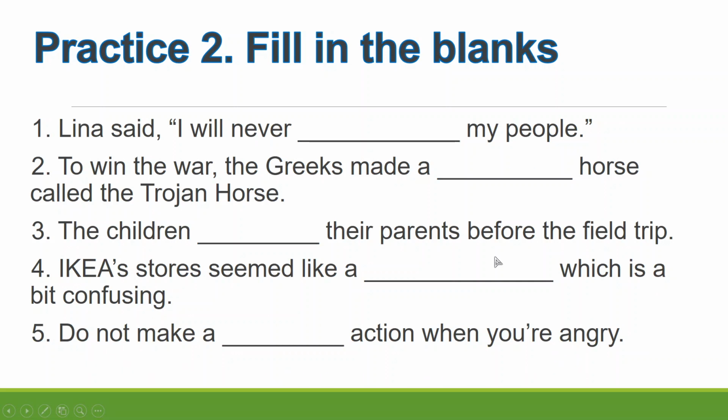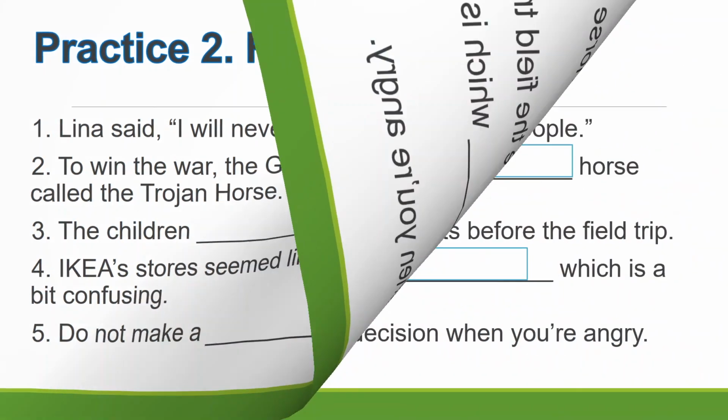So you can see some context clues over here. So my people, Trojan horse, their parents, confusing, and action when you're angry. So answer it right now. So when you are done answering, let me show you the correct answers. So here are the correct answers for number 1 to 5.